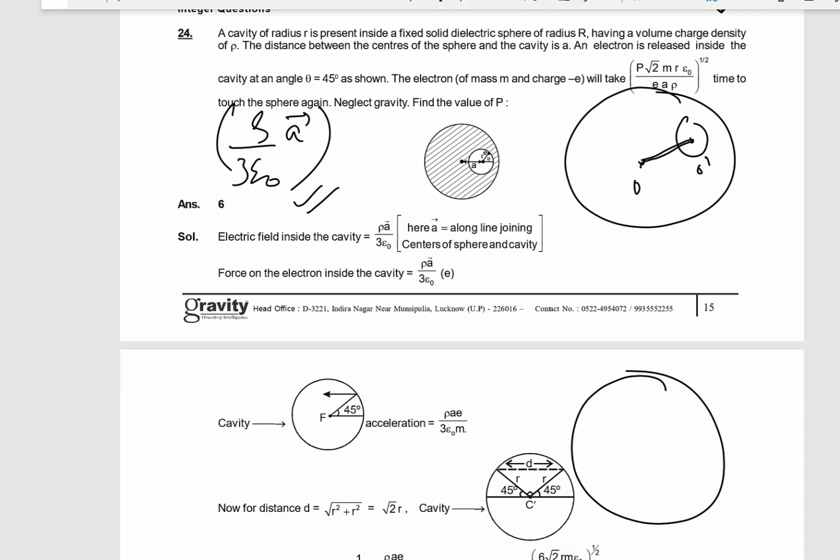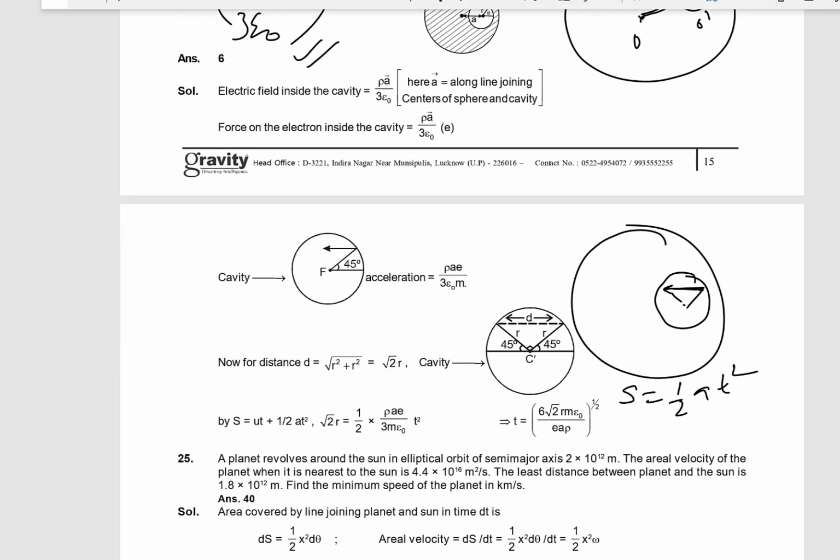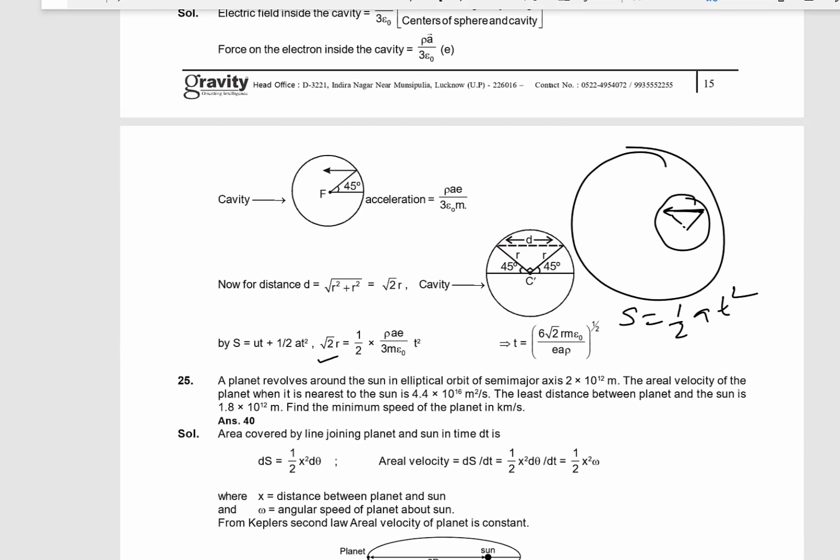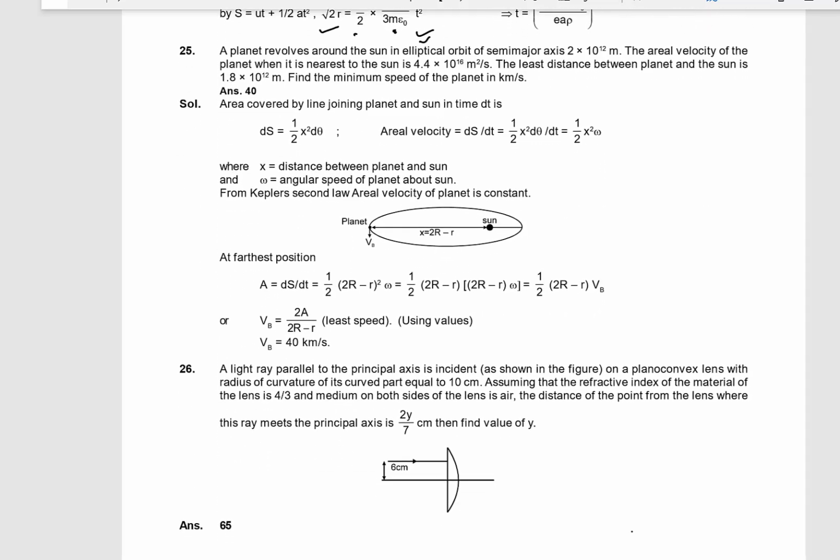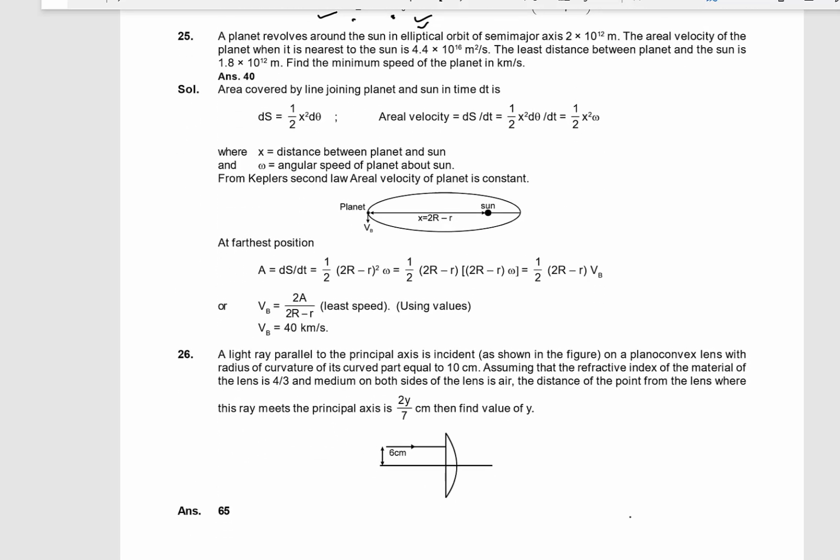Now when an electron is released at some particular point, it will directly go in this direction, right? So all we have to do is find this displacement, then use displacement equals half a t square. That's what they have done. Displacement will be root 2 r, equal to half into field times charge, that is force, by mass, which will be acceleration, into t square. From this they are finding t square. That's it.